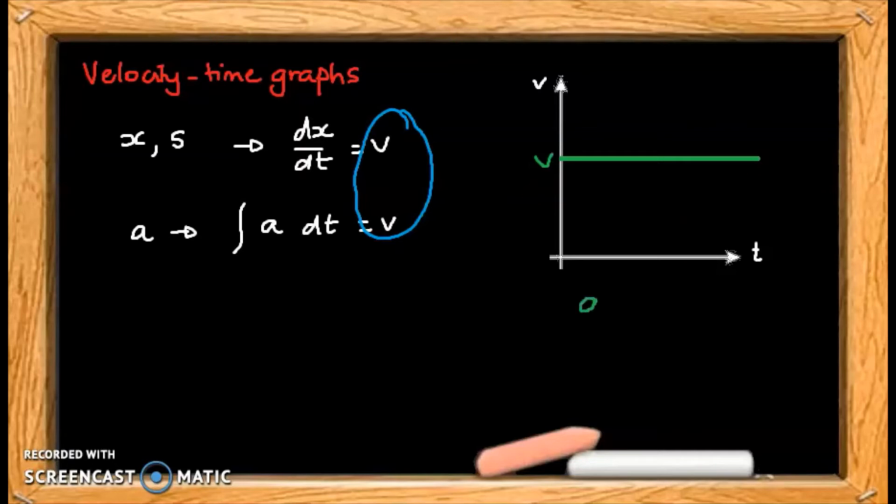It also tells you that the acceleration is zero, because the acceleration is the change of velocity, and you can see as time progresses, there's no change. So therefore, your acceleration is zero.